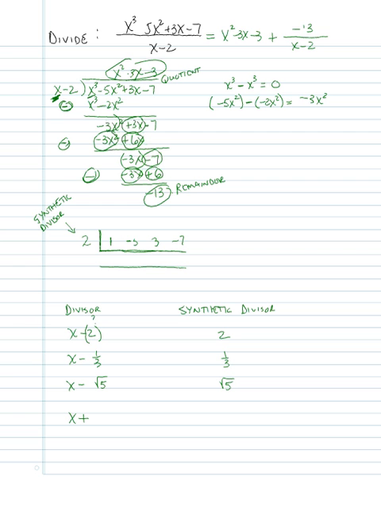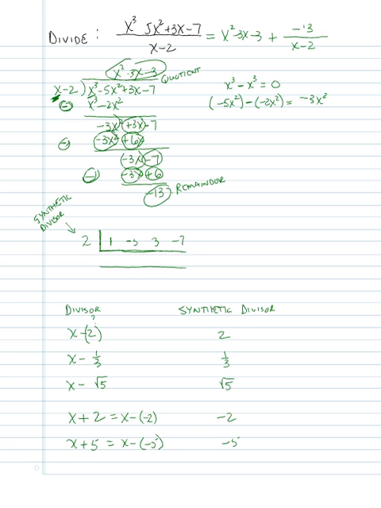X plus 2. There's not a subtraction, so what we have to do is manufacture a subtraction. X subtract what is the same as x plus 2? X subtract a negative 2. So when we have an x plus 2, what's being subtracted from x is a negative 2. So the synthetic divisor would be negative 2. X plus 5. What's the synthetic divisor? Well, the synthetic divisor is negative 5, because the number that we have to subtract from x to see an x plus 5 is a negative 5.